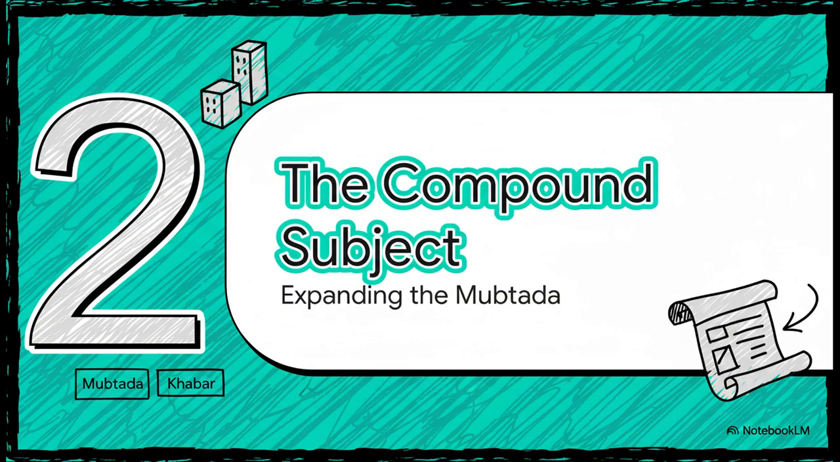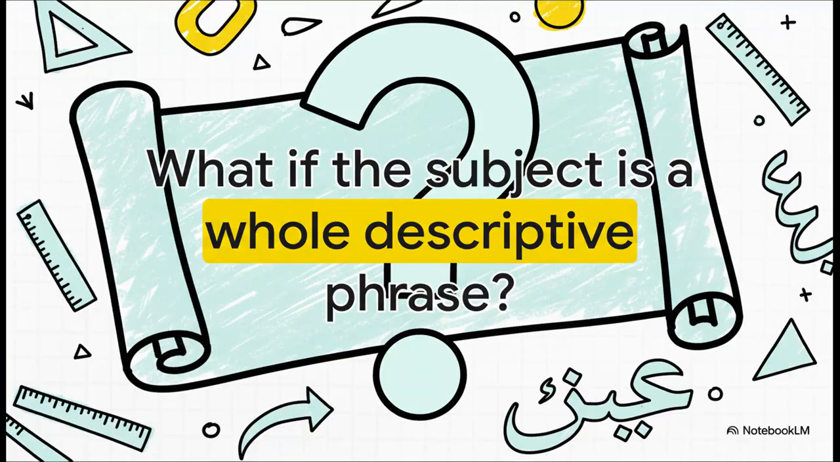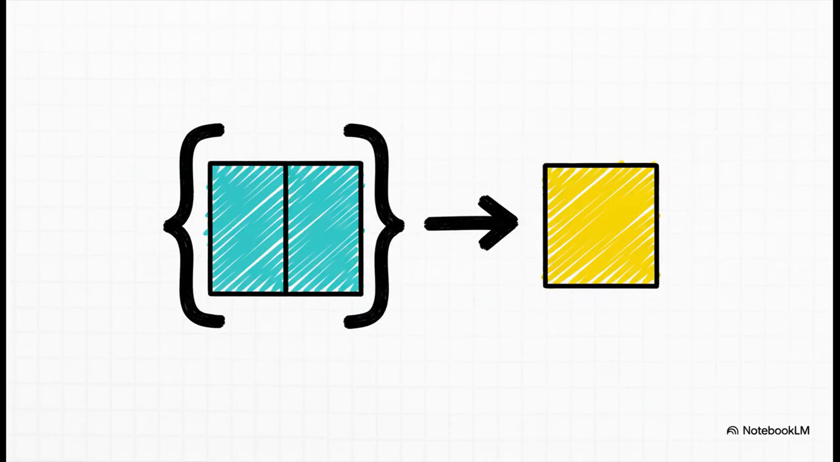All right, let's build on that. We're moving on to our next section where things get a little more interesting. What happens when our subject isn't just one word? So, sentences aren't always that simple, right? What happens when our subject isn't just the man, but something more descriptive like, say, the hardworking man? How does the sentence handle that? Check this out. الرجل المجتهد جالس. In this sentence, our entire subject is the phrase الرجل المجتهد, the hardworking man. Even though that's two words, they function as one single unit, one idea. And the predicate? It's still a simple single word.